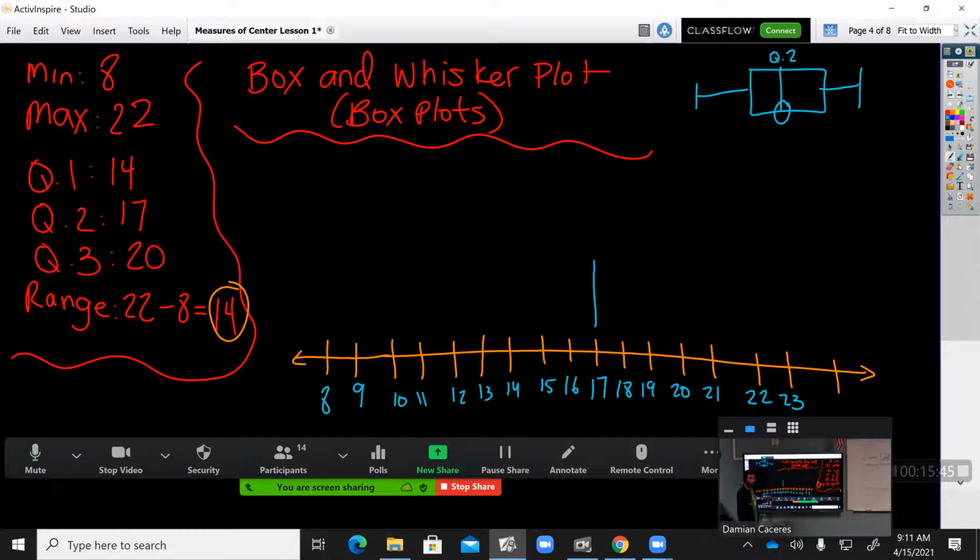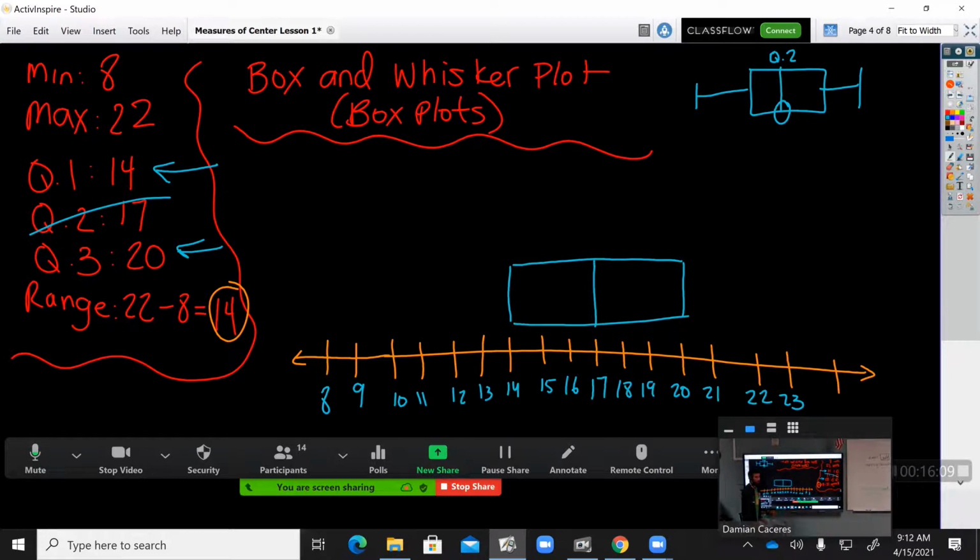and smallest number. So the first line we make is the median. It's 17. We're already done with that line. Now the next two lines are going to be with our lower quartile and upper quartile, which is 14 and 20. So on 14, put a line. On 20, you put a line. Once you have the three lines, that makes up your box in the middle.